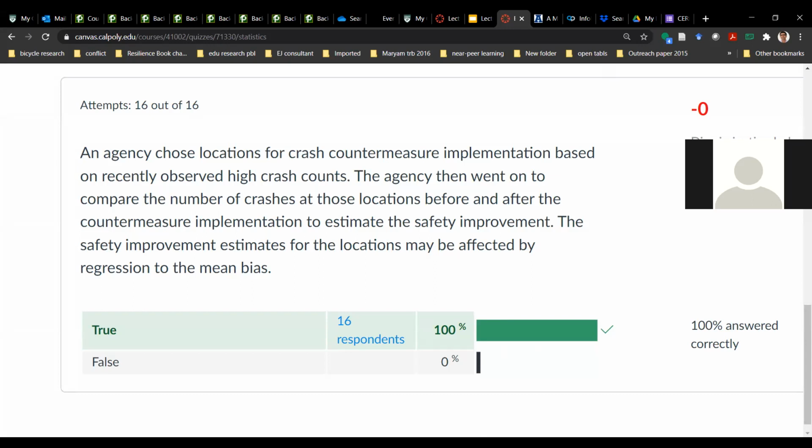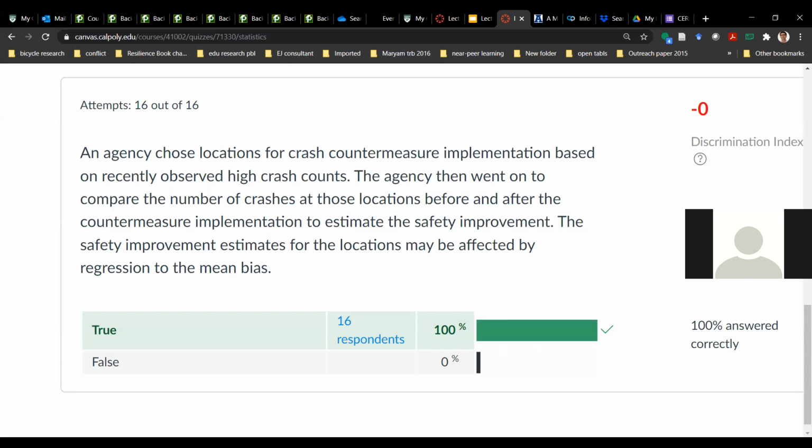So how I see it is, because they compared the number of crashes at the location that they already observed has a high crash count, there is a bias. And so the regression to the mean bias, there's an inflation there because... sorry, I don't have the words in my head about it. Basically, because they chose a location that they already observed has a high crash count, the bias is already there and it's going to be affected. It's not just a random location.